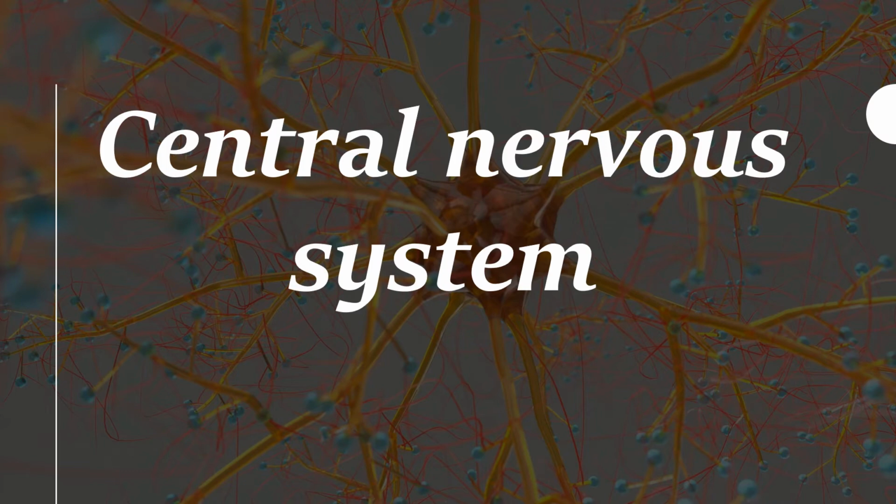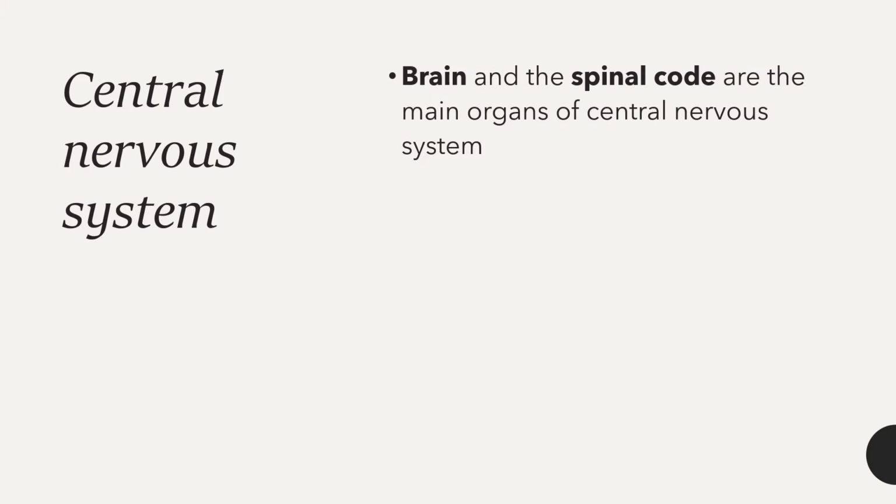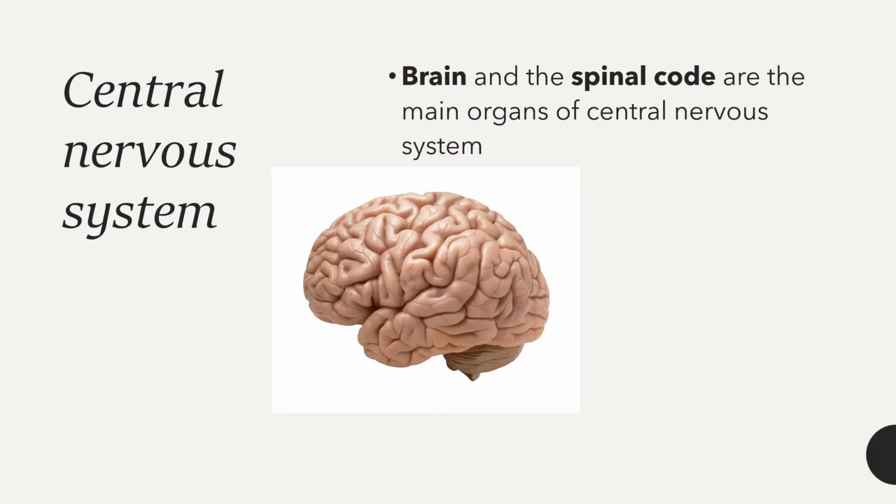The first one is the central nervous system. So let's see what the central nervous system is and what its functions are. When considering the structure of the central nervous system, it is mainly composed of two organs. The first organ is the brain, and it is the main organ of the central nervous system. And then you find the spinal cord as the second organ. With the involvement of these two organs, our central nervous system functions to coordinate the organs of our body.